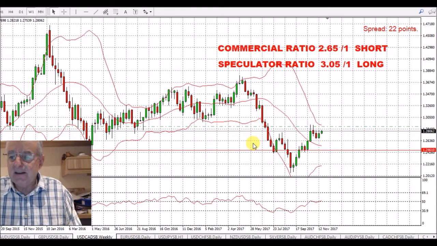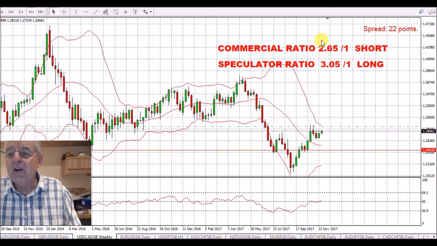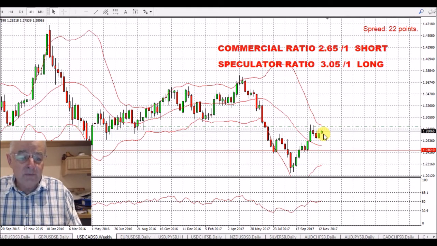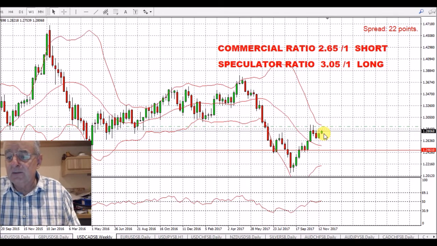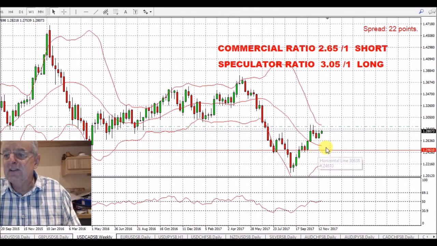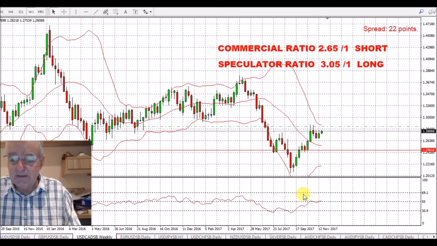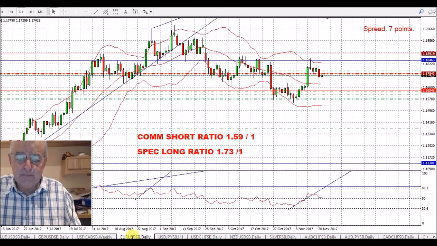US dollar, Canadian dollar. We've got a commercial short ratio of 2.65 to 1 for the Canadian dollar. So that's long for the pair. We've had a couple of green candles, and I'm expecting this to get a lot more strength. We're actually above the 50 on the RSI today at 52. So I'm looking for this to go long. I think it should go up to at least recent highs, which is about 137, something like that. So we'll see where it goes from there.